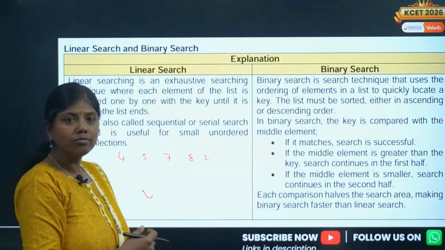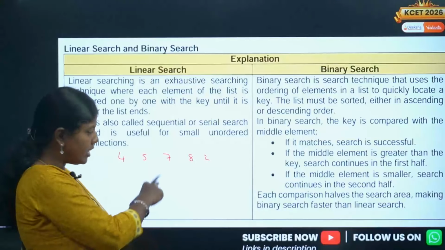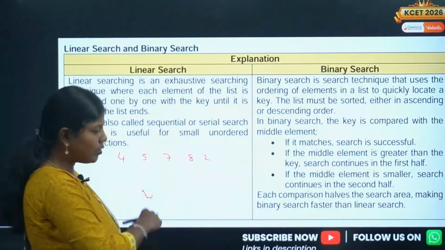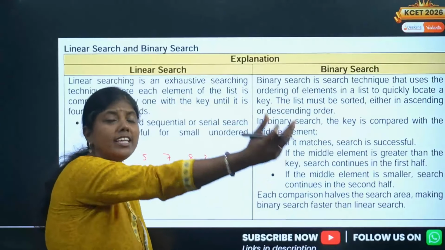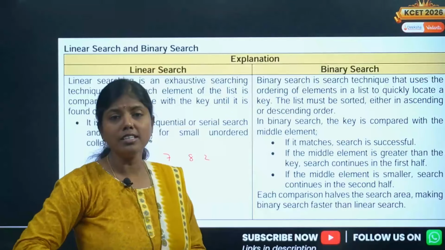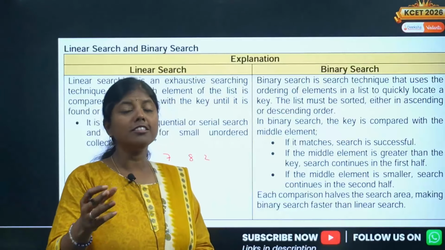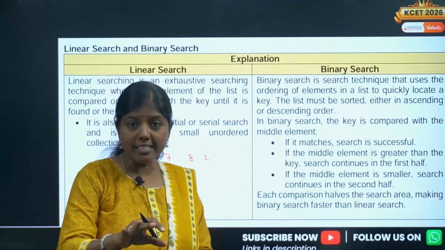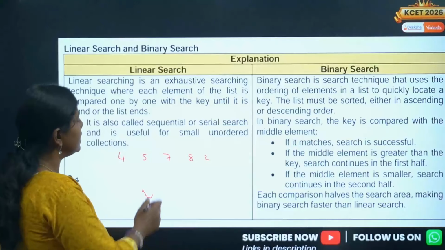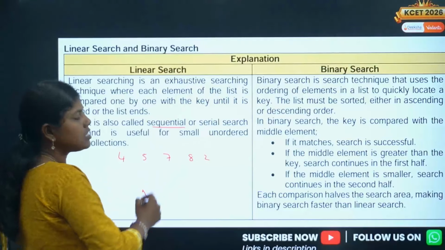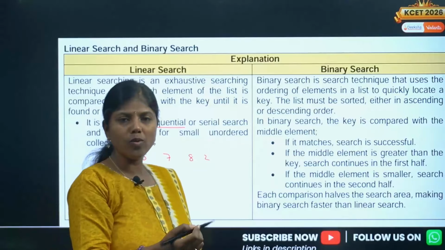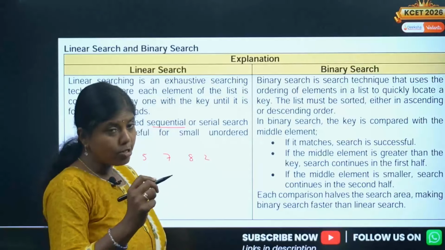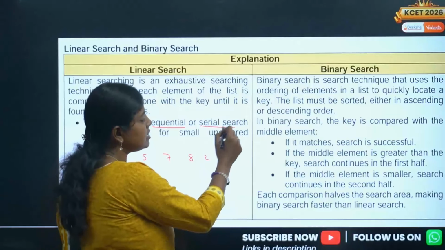How did we do it? Is 4 equal to 8? Is 5 equal to 8? Is 7 equal to 8? 8 is equal to 8. Yes, the element is found. That is what a linear search is all about. And linear search is also called sequential search. Sequential means one after the other only, right? It is also called serial search.